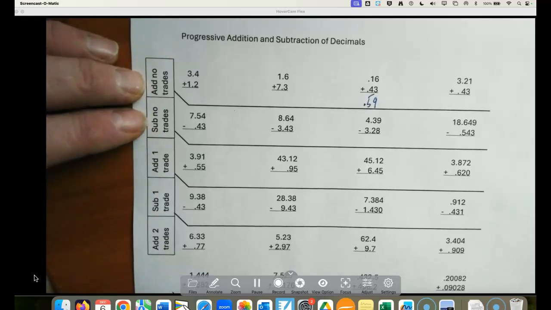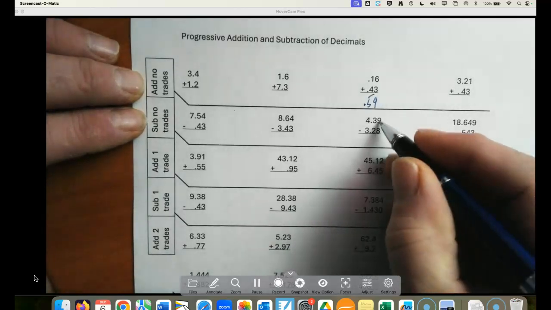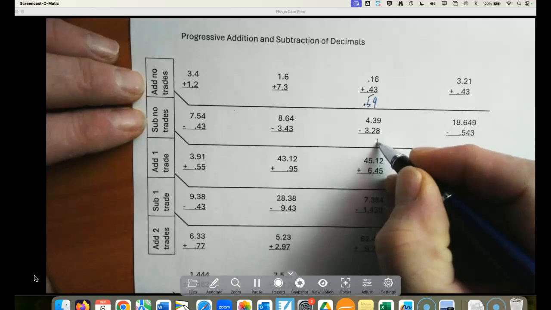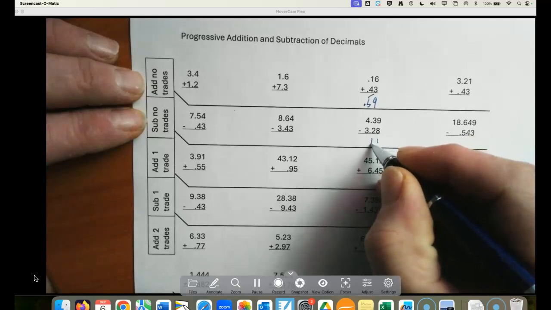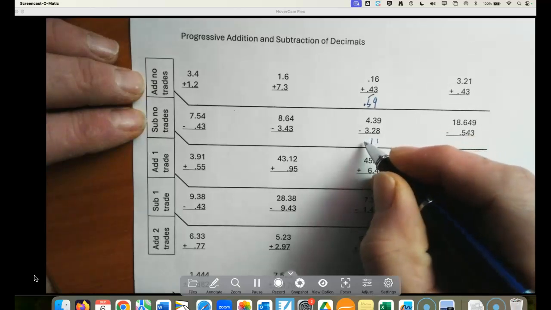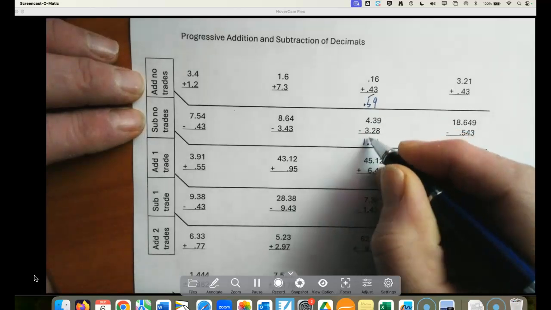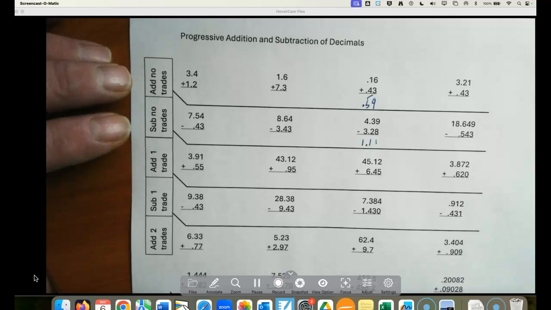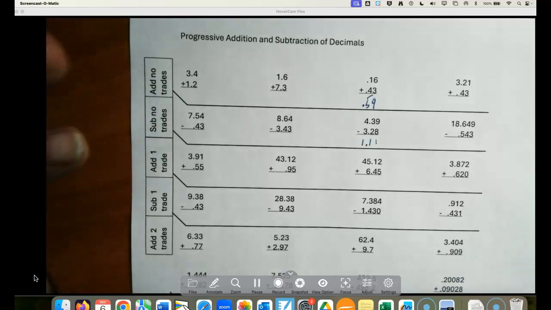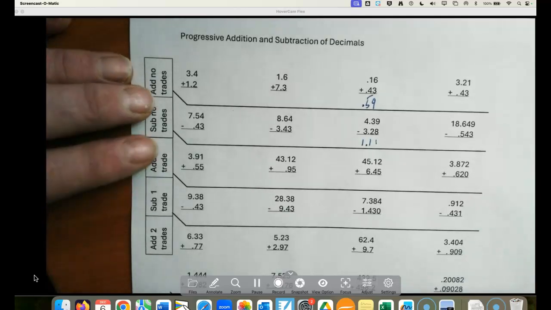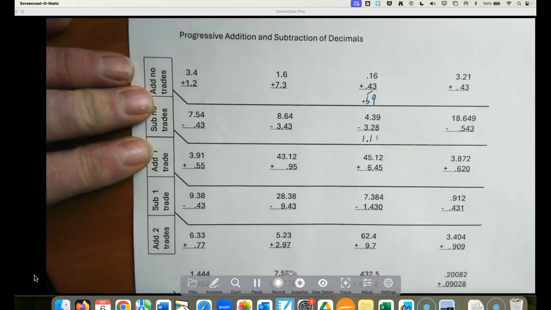It would be the same way here with subtraction. There's going to be no trades involved in it. I'll just do a random problem here. 9 minus 8 is 1. 3 minus 2 is 1. 4 minus 3 is 1. And you've got your decimal right there. Your decimal just stays right in the same line. So the most important thing about adding and subtracting decimals is lining up that decimal.